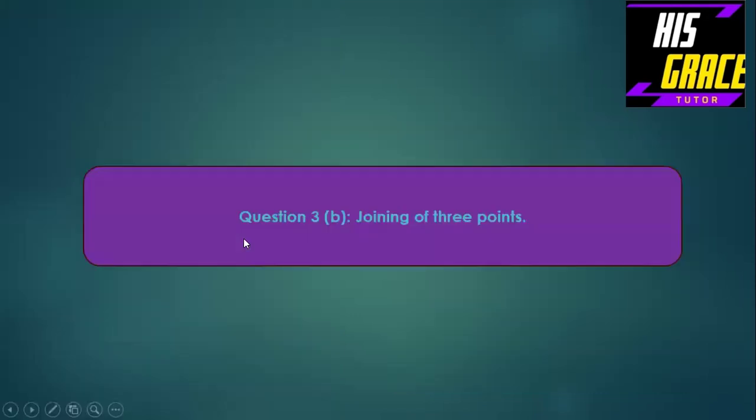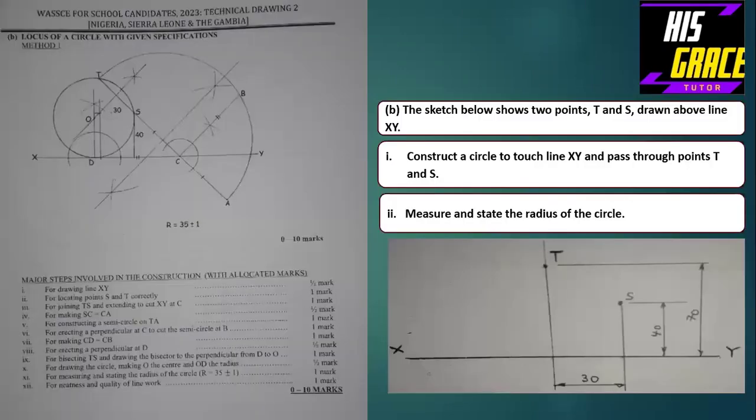Let's look at question 3B. So that has to do with joining of 3 points. So let's look at it. As you can see here, this is the given diagram, and we are told that the sketch below shows 2 points T and S, drawn above line XY. We are asked to construct a circle to touch line XY and pass through points T and S. Then we're asked to measure and state the radius of the circle. So this is the solution here.